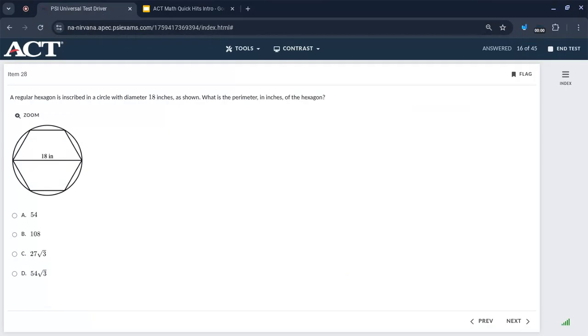All right, today looks like we have a geometry type problem. It tells us that a regular hexagon is inscribed in a circle with diameter 18 inches as shown. What is the perimeter in inches of the hexagon? All right, so perimeter is all the way around.